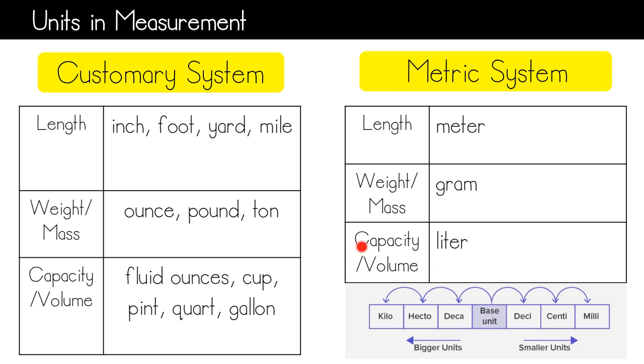And then for volume, kiloliter, hectoliter, decaliter, liter, deciliter, centiliter, milliliter. Those are all units for volume. Don't worry about these arrows yet. We're going to be talking about the smaller units and bigger units later. But a kilometer is larger than a millimeter.